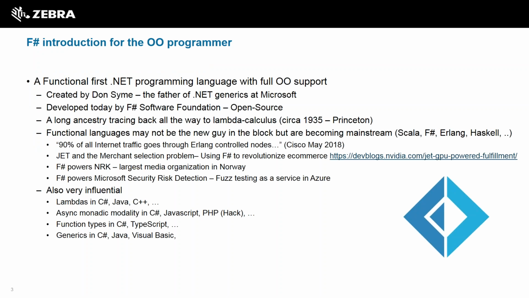Okay, so what is F#? F# is a functional first .NET programming language with full object-oriented support. This is probably the most common definition that is associated with the language. So I guess the next thing would be to define what a functional programming language is. In a functional language, basically a program is just a set of functions, and you compose functions to build bigger functions and ultimately the program.